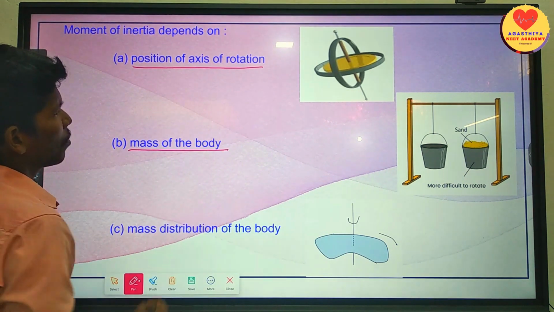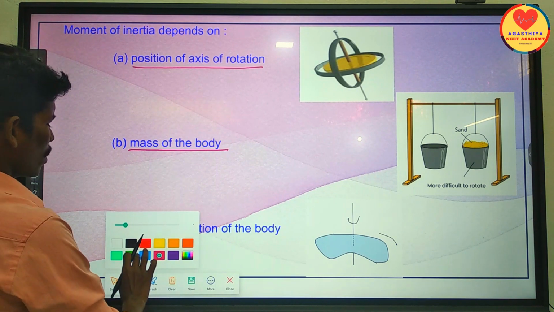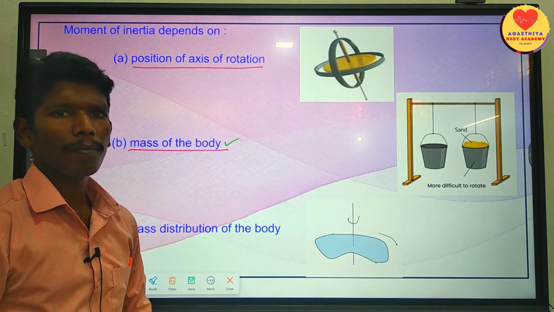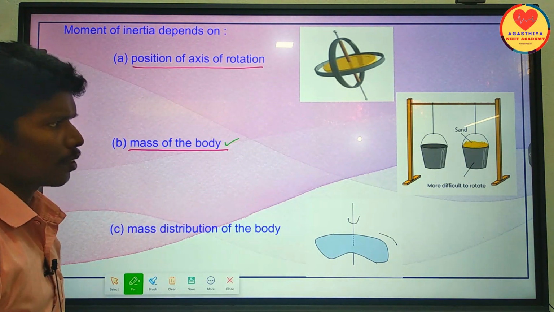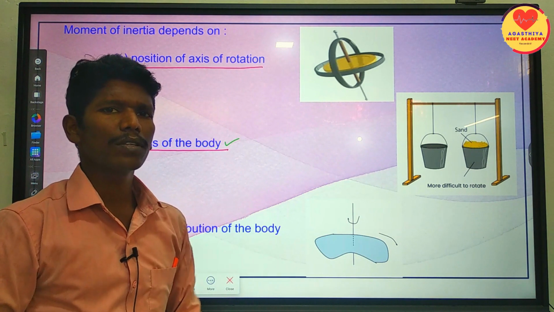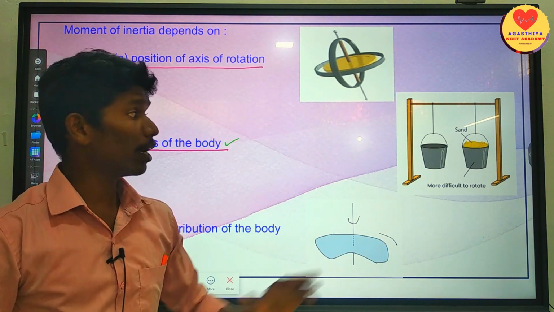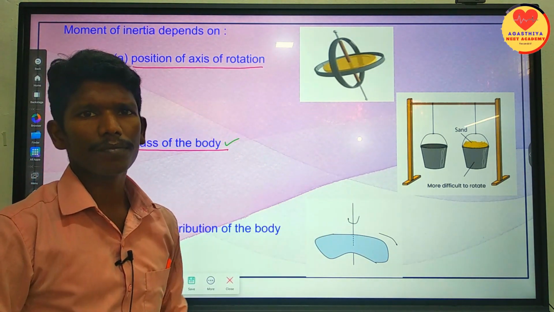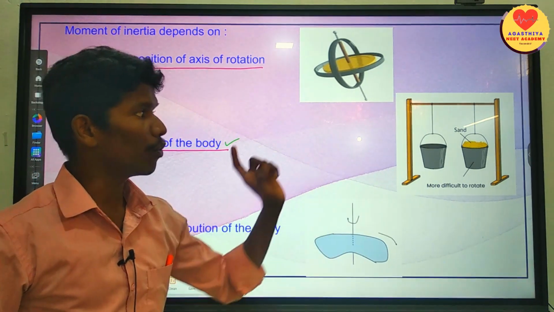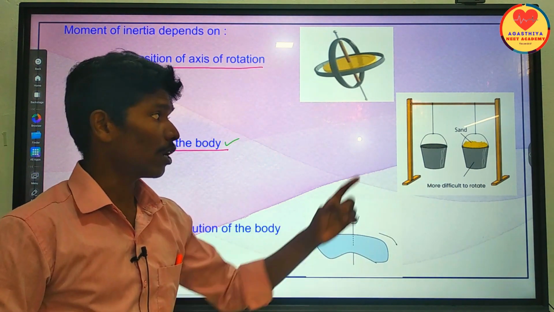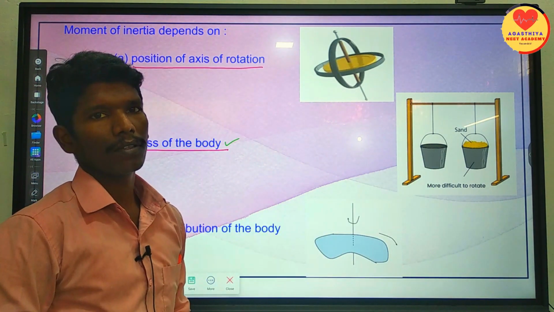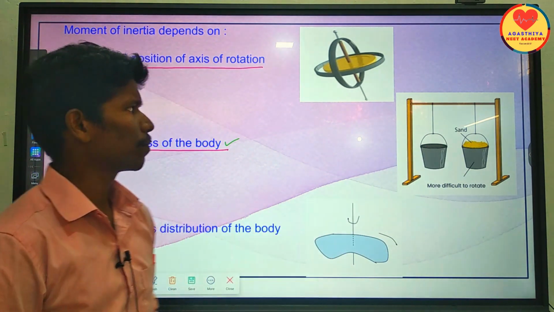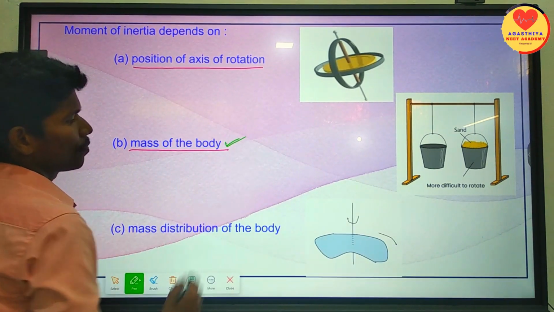Then the second point, mass of the body. There is a bucket, look at the picture. There is no sand filling. I try to rotate it. Obviously it has some rotational inertia. Now imagine I fill sand in it. Now I am going to rotate, and it is very difficult to rotate because of the mass of the body.